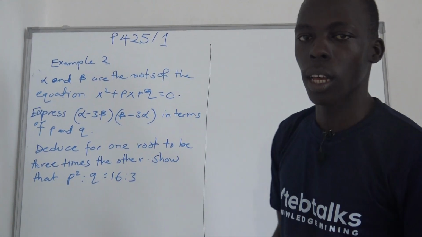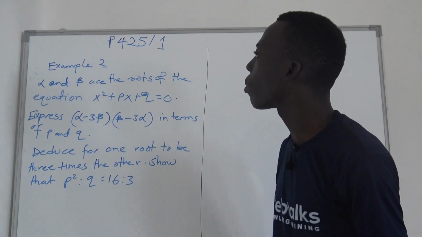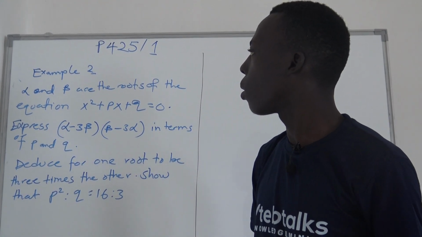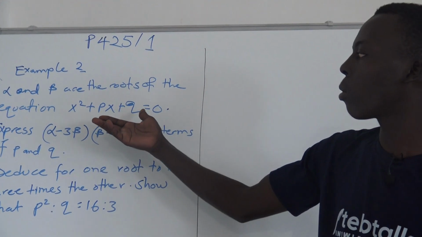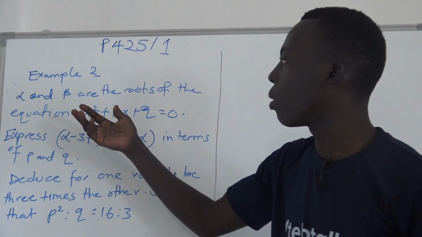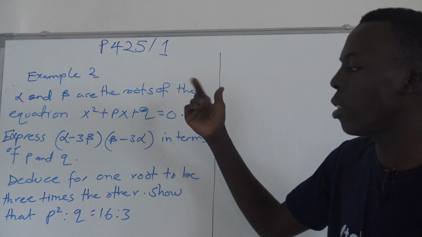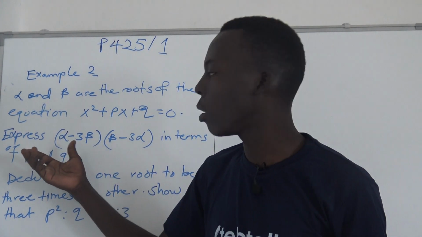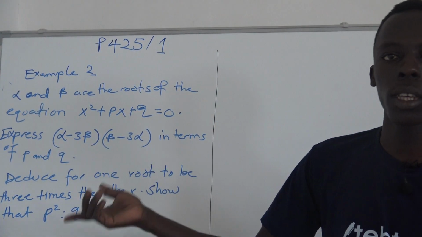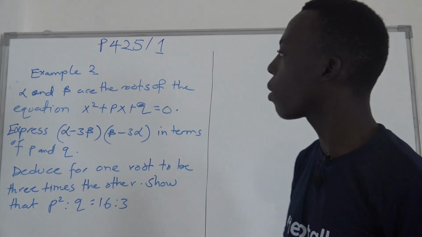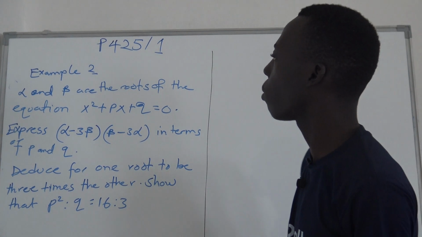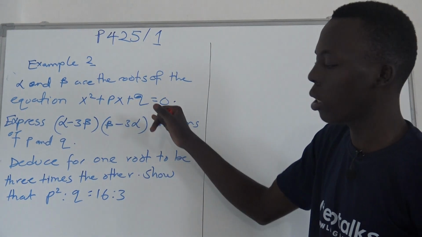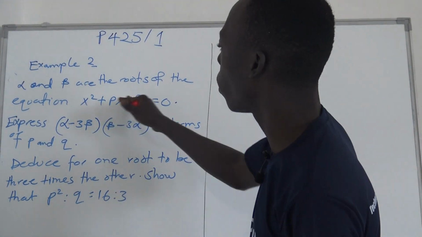Welcome back. Now we are continuing with example 2 concerning the formation of an equation. They have given us the roots of the equation, which is the same as the other equation, and they want us to express this product in terms of P and Q. The first thing to do here is to write the roots in terms of P and Q by getting the sum and the product from the equation.